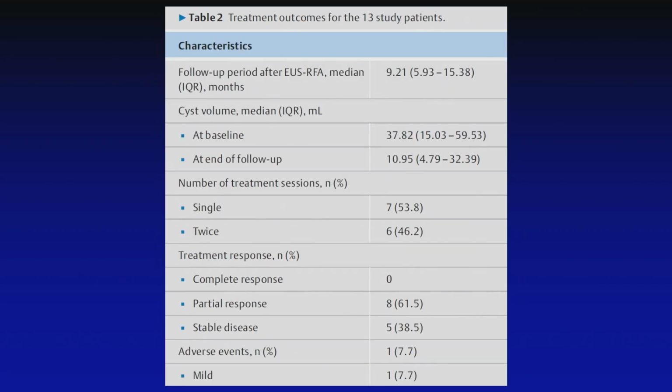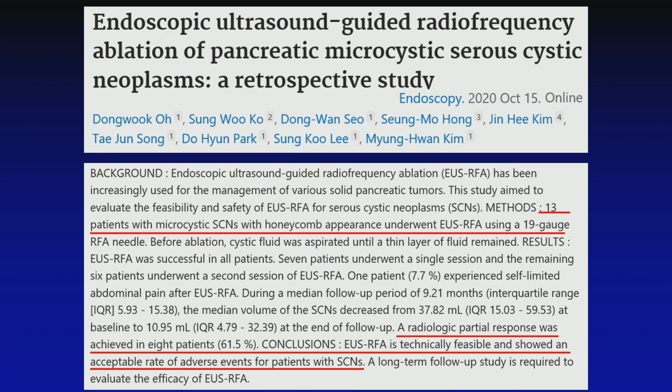If you look at the treatment response, complete resolution was 0%. It was not our intention. But partial response was observed in 61% of the patients, stable disease in about 38% of the patients. But there was no serious complication. So our conclusion was, when we target microcystic serous cystadenoma by EUS-guided RFA, about 60% showed partial response, and it was technically feasible and showed an acceptable rate of adverse event.